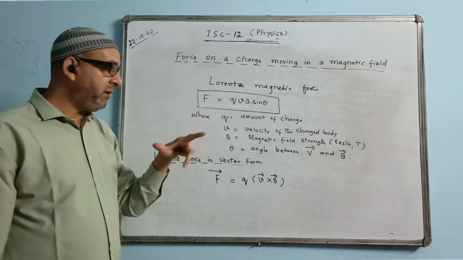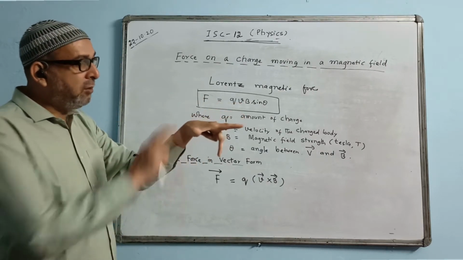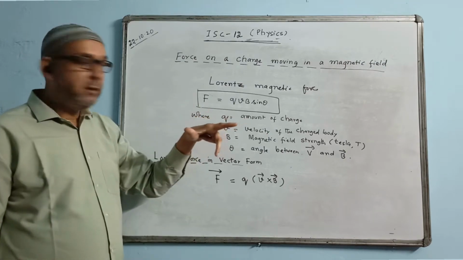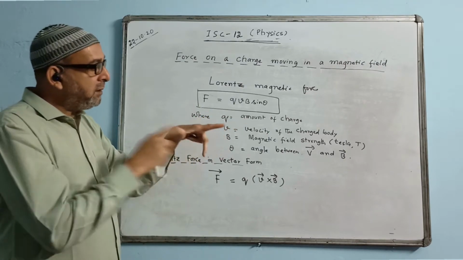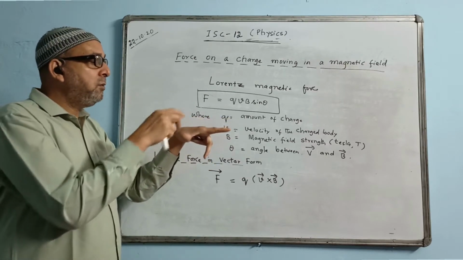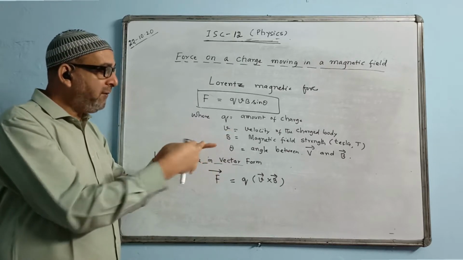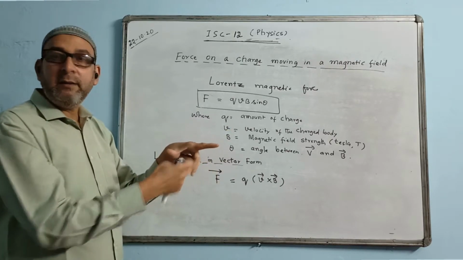Remember that Fleming's left hand rule, like this. You are stretching the first 3 fingers in this manner so that all the 3 are perpendicular to one another. This is perpendicular to this and this is also perpendicular, like 3-dimensional type. So this force direction is perpendicular to both the magnetic field and also to the current.